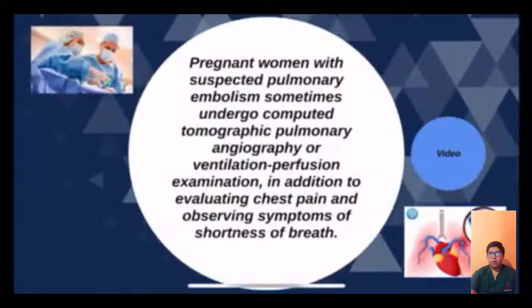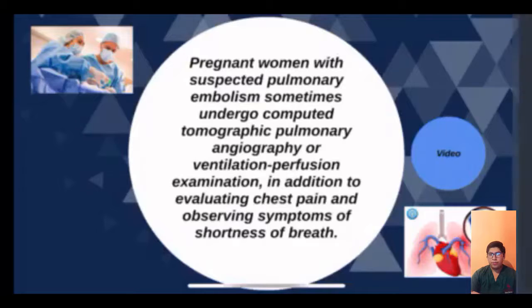Application. Pregnant women with suspected pulmonary embolism sometimes undergo computed tomography pulmonary angiography or ventilation perfusion examination, in addition to evaluating chest pain and observing symptoms of shortness of breath.